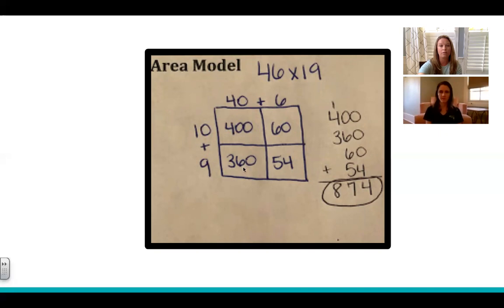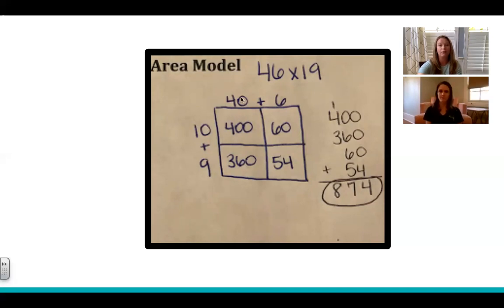So the 40 goes with both of these numbers in this column. The 6 goes with those two numbers in that column. The 10 goes all the way across, and then the 9 goes all the way across. When we were in class, we used to write the equation up here. If you still need to do that, that's fine.